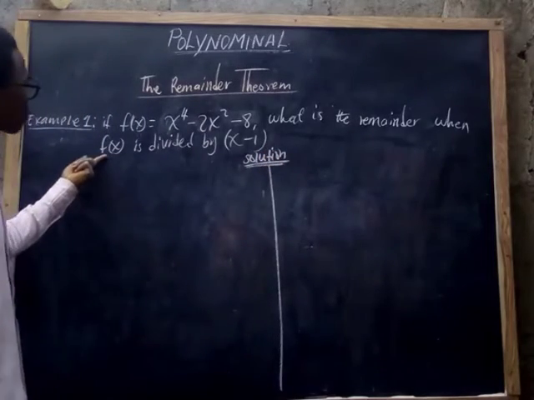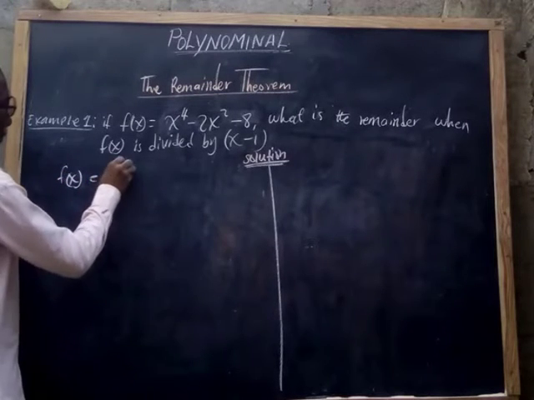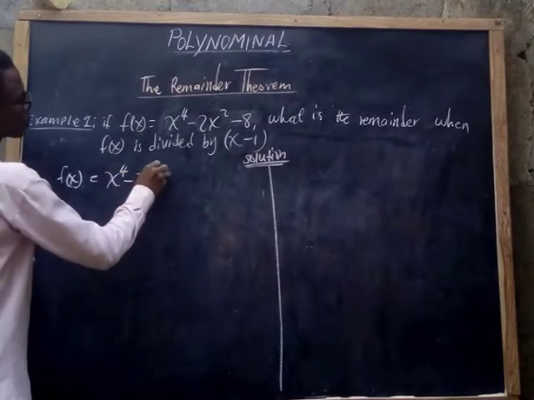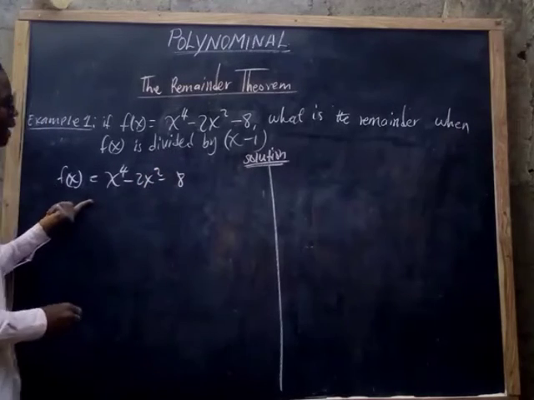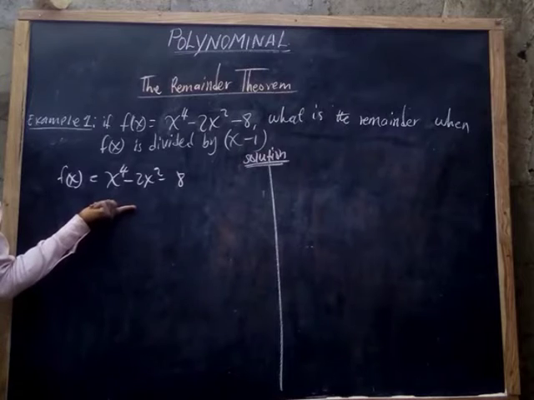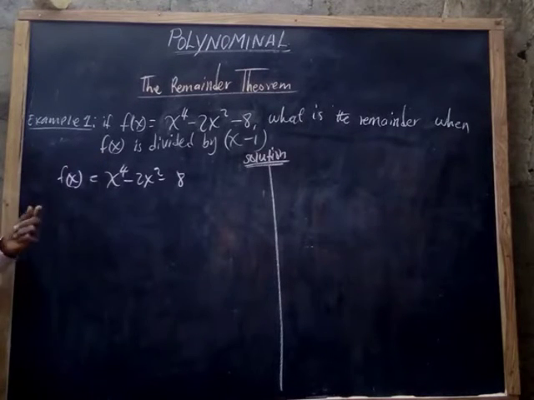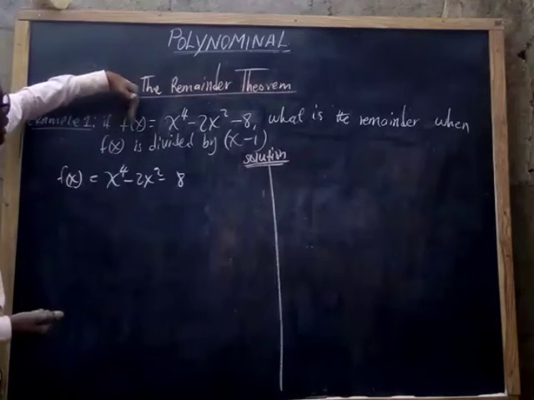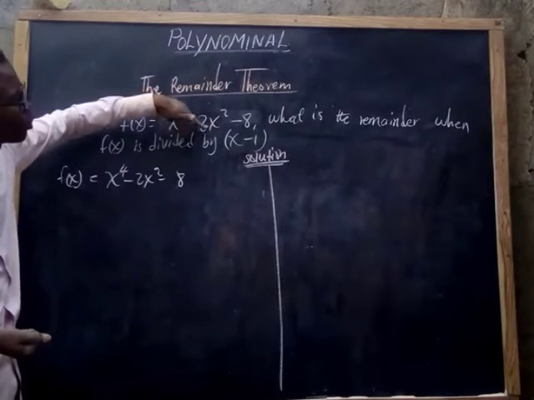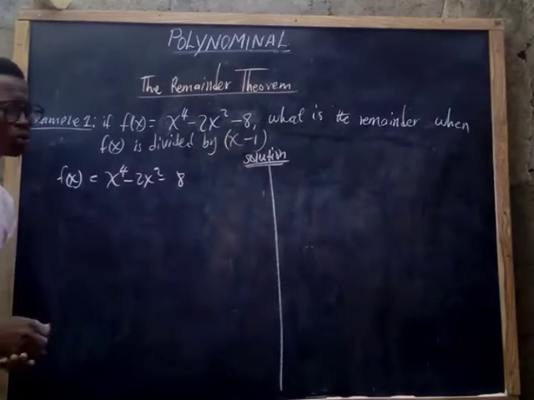We say f of x is equals to x fourth minus 2x squared minus 8, right? Now, they ask what is the remainder? You are asked for the remainder. Anytime you are asked for the remainder, take note. When f of x is equals to x fourth minus 2x squared minus 8 is divided by x minus 1, what is the remainder?